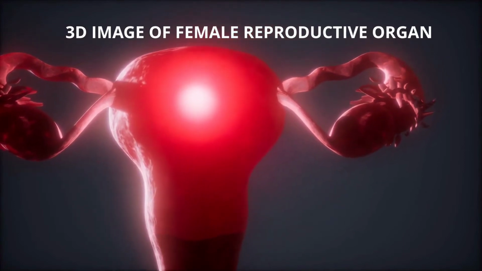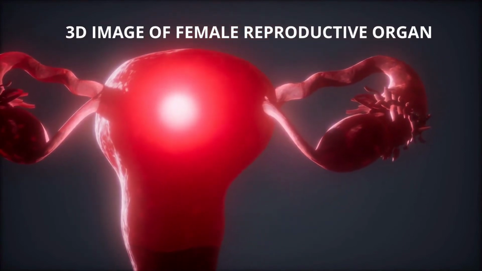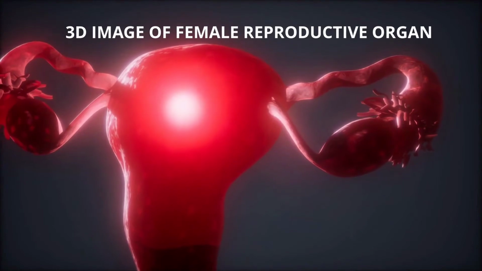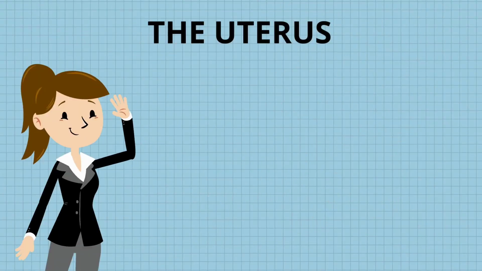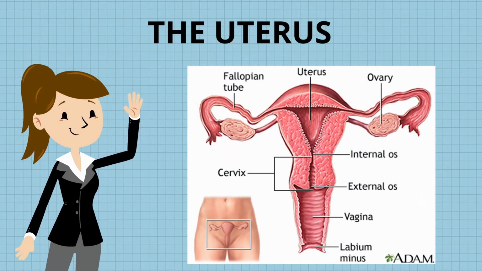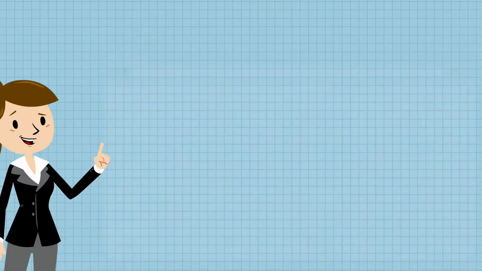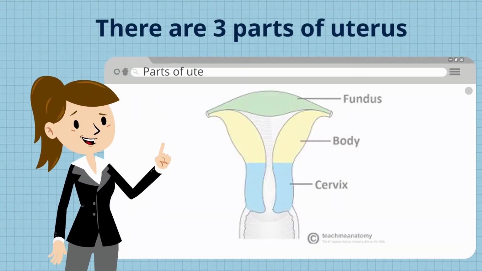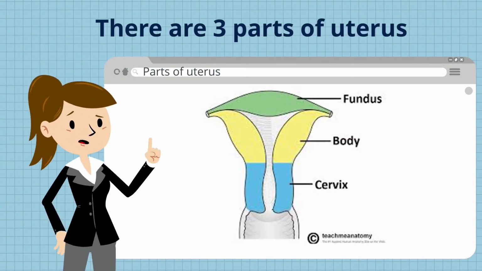This is a 3D image of the female reproductive organ. The uterus. There are three parts of the uterus which are fundus, body and cervix.